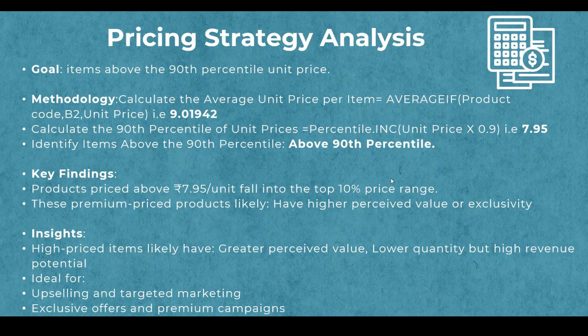So what is the key finding? The product price above 9.75 units falls into the top 10 percent price range. These premium-priced products likely have higher perceived value or exclusivity, may contribute disproportionately to revenue even if sold in lower quantities, and represent upmarket or specialty items ideal for targeted promotions. The insight of this case study is that these items could be prioritized in upselling strategies or featured in premium product campaigns.